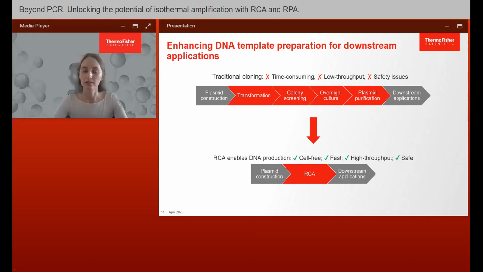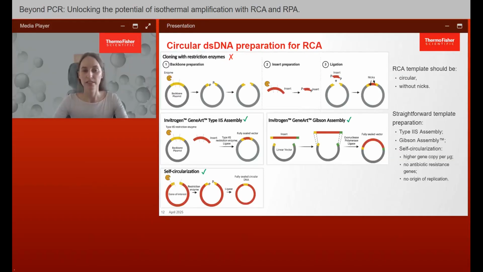But these drawbacks can be mitigated by replacing steps involving live cells with a 2-hour RCA reaction. And using RCA in this workflow allows for cell-free, rapid, high throughput, and safer DNA production. So let's analyze this workflow step by step in more detail. So the first step in this workflow is to prepare circular DNA for direct RCA reaction, and that means DNA should be free of nicks.